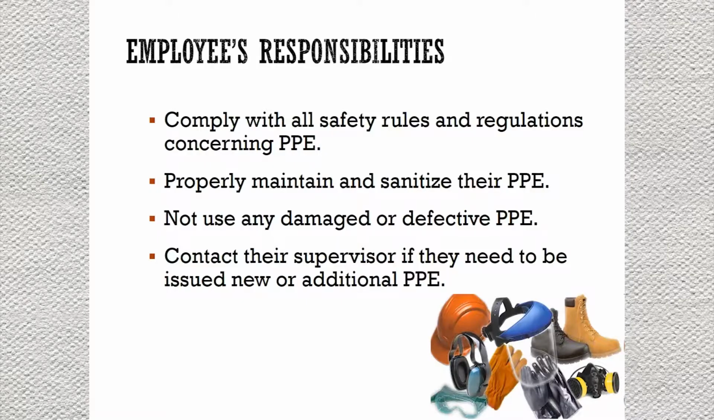As an employee, make sure you understand what your safety rules and responsibilities are. Maintain and sanitize your PPE. Keep it clean, keep it stored properly. Don't use anything that's damaged or defective. If you put on a respirator that has a cartridge that's been on that mask for a year, it's not going to help you. So make sure you're using it appropriately. And always speak with your supervisor. If something is broken, you need to replace something, so that you're wearing something that is up to date.